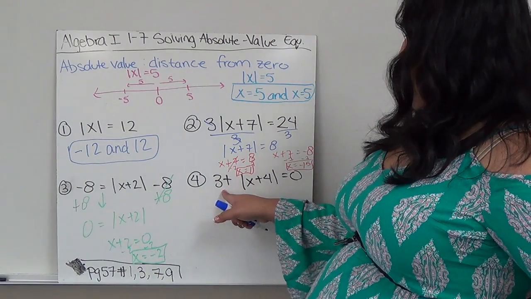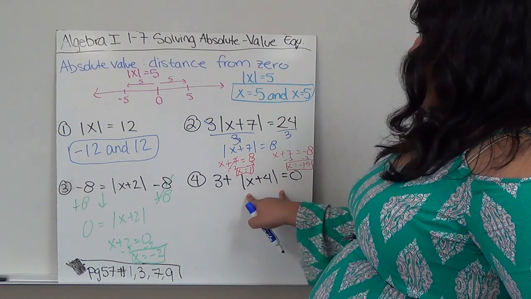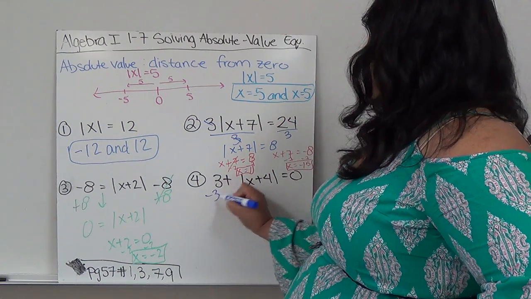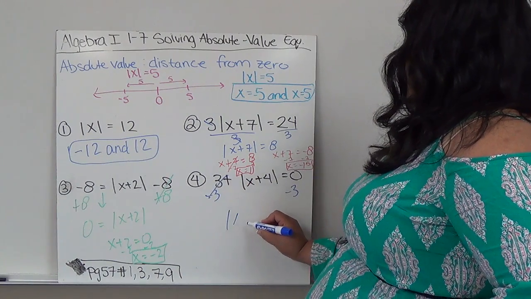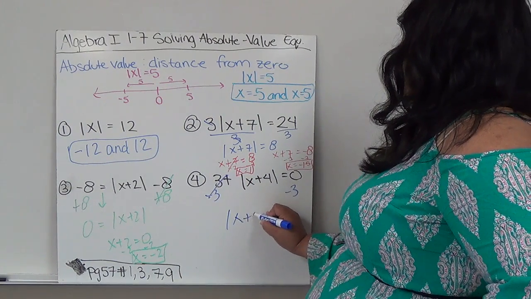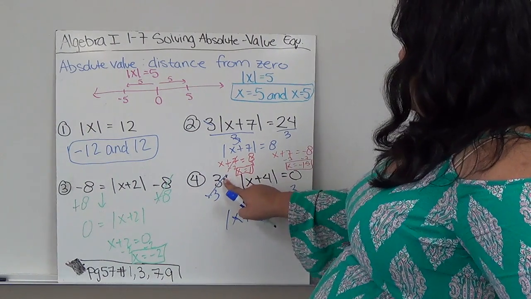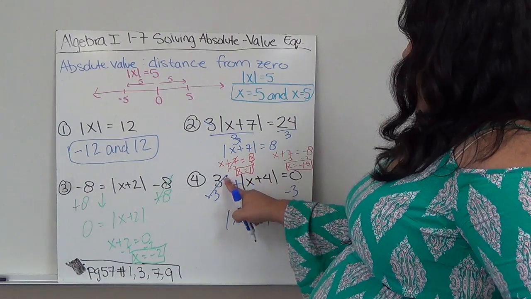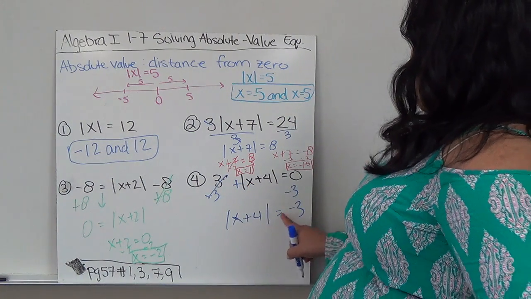Okay, the next one is here. And we're dealing with a positive 3. We have to get rid of it in order to isolate this and solve. So I'm going to do negative 3, negative 3. I end up with the absolute value. This cancels out, right? I end up with the absolute value of x plus 4 equals negative 3. This plus is attached to this. Sorry. Just wanted to let you know. But these cancel out. So I did x plus 4 equals negative 3.